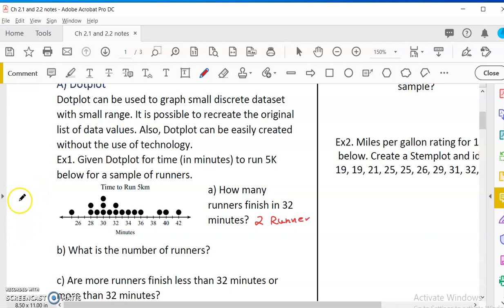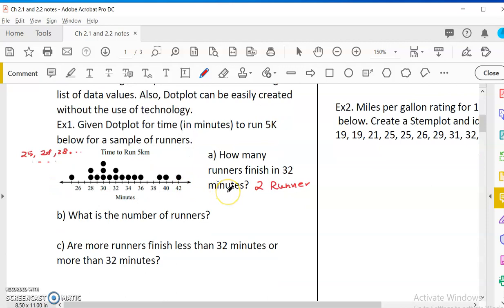So you can think of it as, I can rewrite the data out. If I want to, I can say, okay, I have a data of 25 and then 28, 28 like that. Okay, so that is the real data. These are summarized. But you need to know how to read a dot plot. What's the number of runners? How many runners are there? We can just count them, right? 1, 2, 3, 4, 5, 6, 7, 8, 9, 10. So there are 10 here. And then 1, 2, 3, 4, 5, 6, 7. So in total 17 runners. So 17 dots, 17 runners.